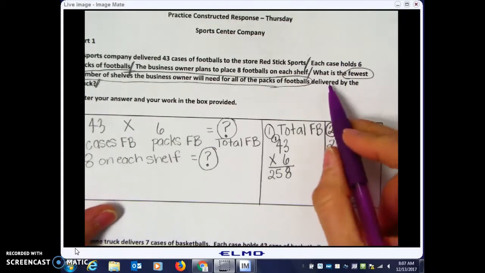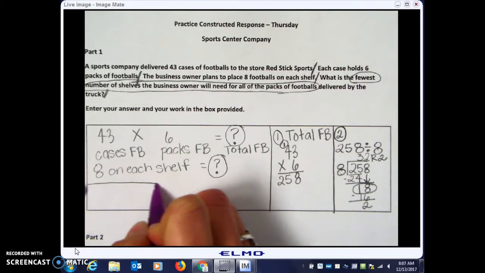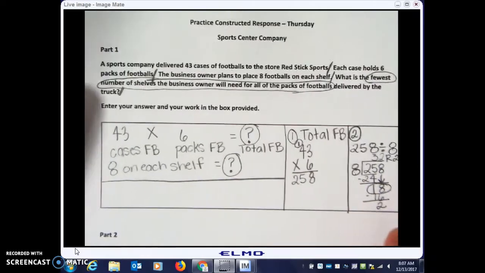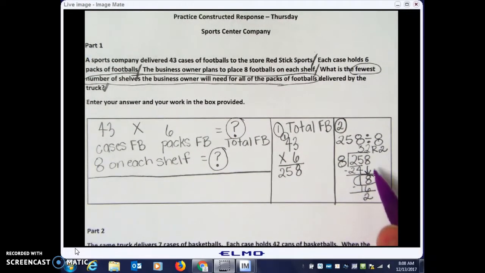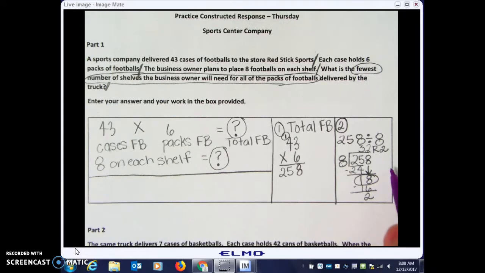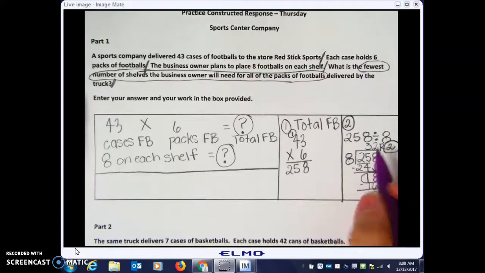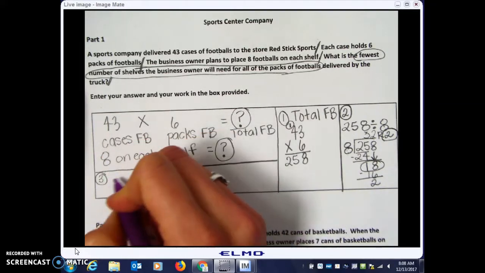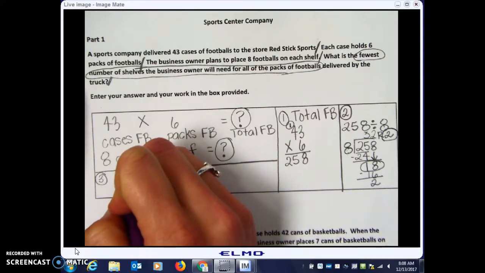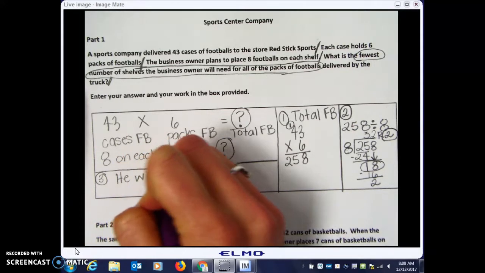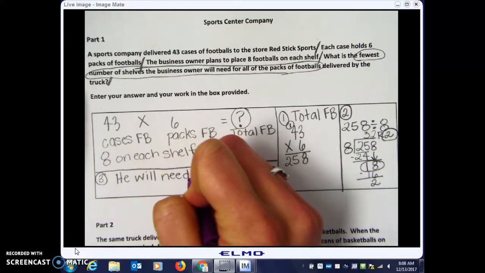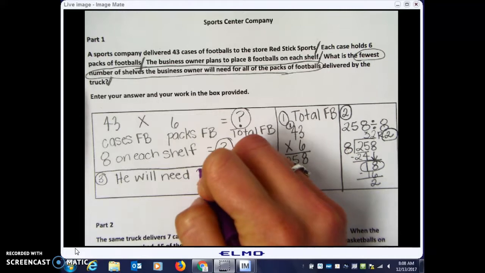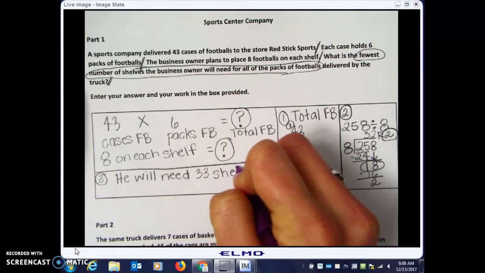But let me go back to my question. What is the fewest number of shelves the business owner needs to get all the footballs on the shelves? So can I have 32 with a remainder of 2 shelves? No. So to get these last 2 on a shelf, how many shelves am I going to need? 33. So I have to have my third part, and my statement is he will need 33 shelves.